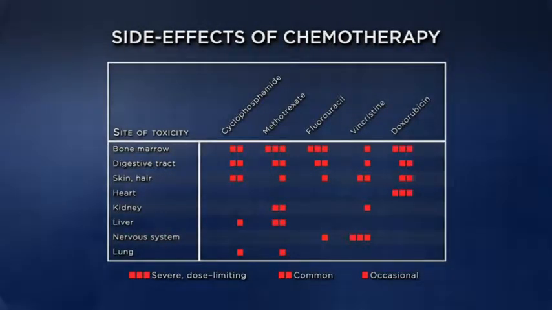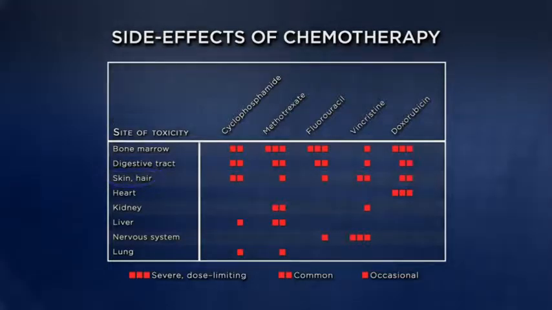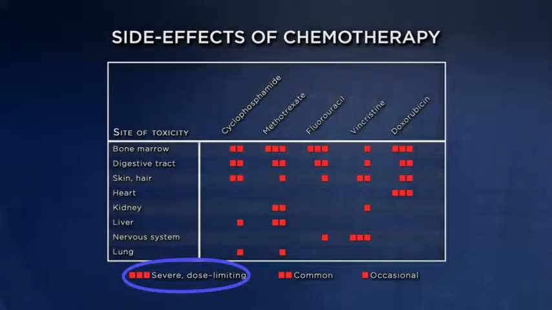Now, the side effects can be helped sometimes and sometimes not. This graphic shows you, for a number of the drugs we've dealt with, what some of the more common side effects are. So, for example, bone marrow, digestive system, skin and hair, we've talked about already, right? And you notice here's some of the drugs: cyclophosphamide, methotrexate, fluorouracil, vinblastine, doxorubicin, all drugs I've just described. And you see that there's severe toxicity. The triple squares there indicate that it can be dose limiting. In other words, the patient can say, I just can't deal with this.